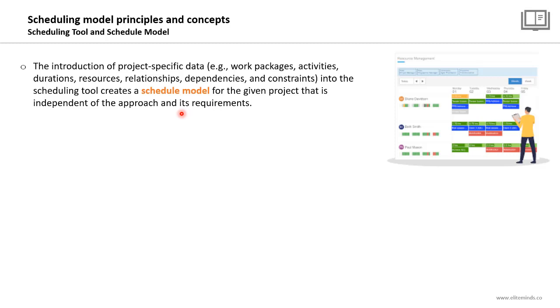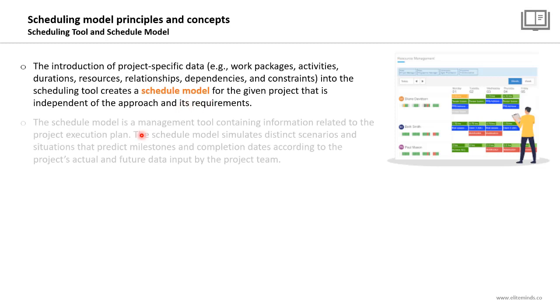So after determining what scheduling approach will be used in the project and what scheduling software or tool you will use, you need to use the inputs, the project-specific data. What are the work packages? What are the activities? What's the duration of each activity? How many resources will be assigned for each activity into the scheduling tool? And this will support you in creating the schedule model of the project.